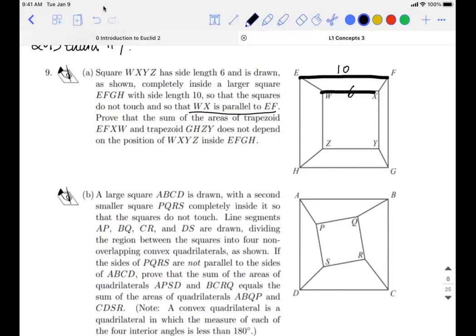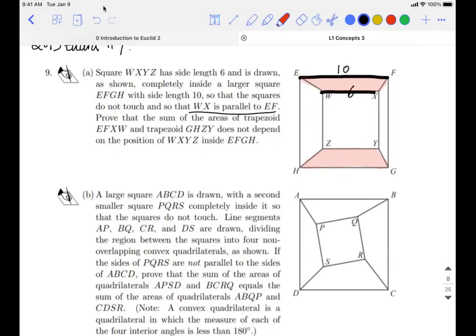With all of this, you need to prove that the sum of the areas of the trapezoid EFXW, that's the red one, and the trapezoid GHZY, the sum of these two trapezoids does not depend on the position of WXYZ inside EFGH. It means that as long as the small square is inside the big square, regardless of the position, the sum of these two red trapezoids will be a constant number.